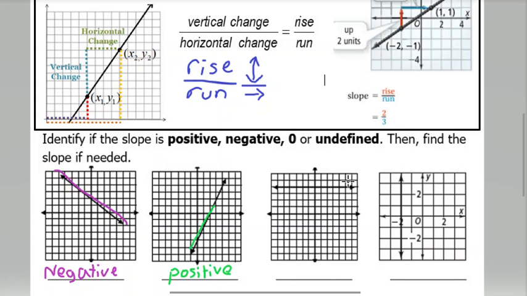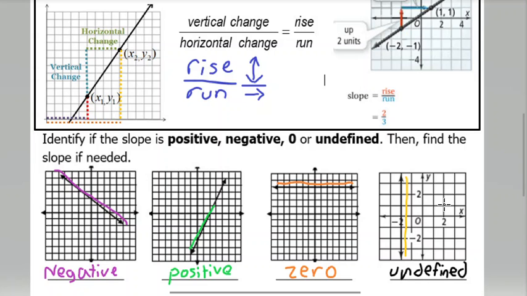This next line here, I see it's flat going left to right. So it's not going up and it's not going down. Therefore, that's called a 0 slope. It's not changing. It's staying constant, staying flat. And then finally, we have this one that's up and down, and it doesn't go left or right. That's called an undefined slope.